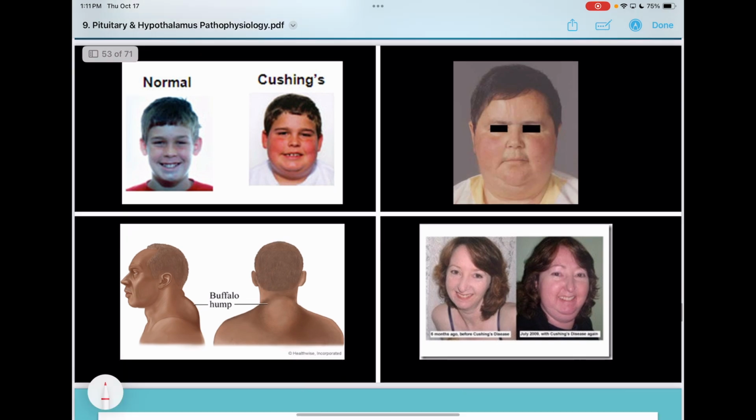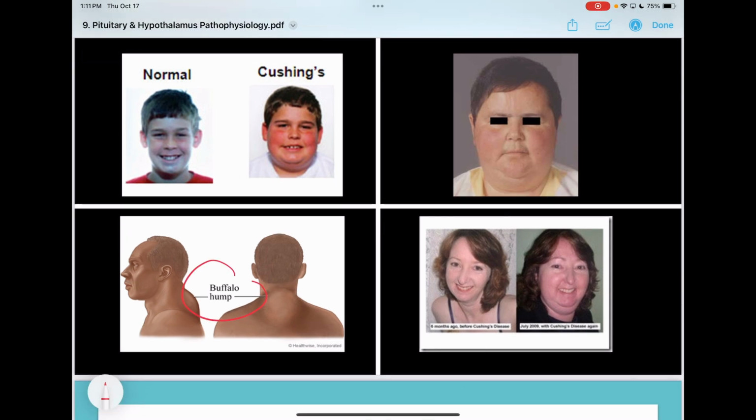So you can see here, this is the buffalo hump. Here's the moon face. And you can see there, if it's corrected, they can go back to normal.